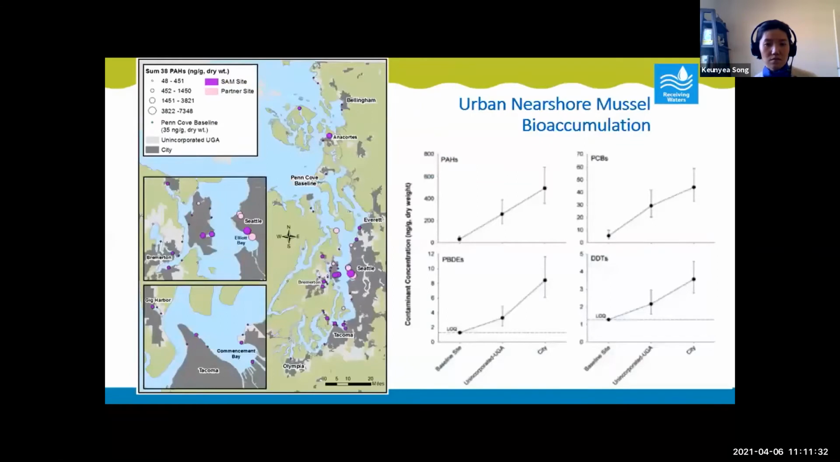In the Puget Sound nearshore, mussel tissues were used to assess bioaccumulation of common stormwater pollutants in the urban nearshore. PAHs, PCBs, PBDEs, and DDT were well detected in most mussel tissues and showed clear spatial variations by urban gradient. In these graphs, the city, the most urbanized group, shows higher bioaccumulation levels of those chemicals in mussel tissues.